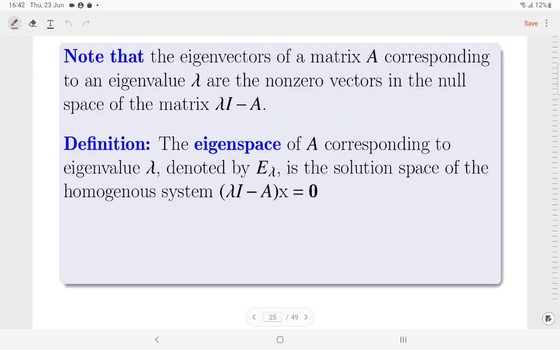So the eigenspace, which is another term for this null space, is denoted as E lambda, which is the solution space of this homogeneous system. When we talk of the solution space, it covers trivial as well as non-trivial solutions. But if the eigenspace has eigenvectors, they must be non-trivial solutions.